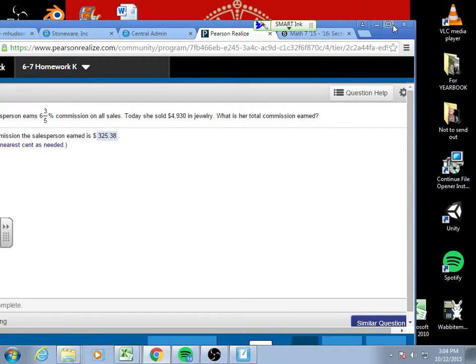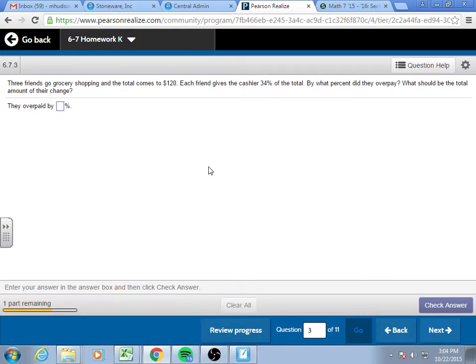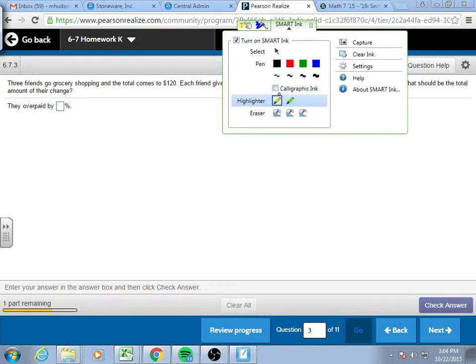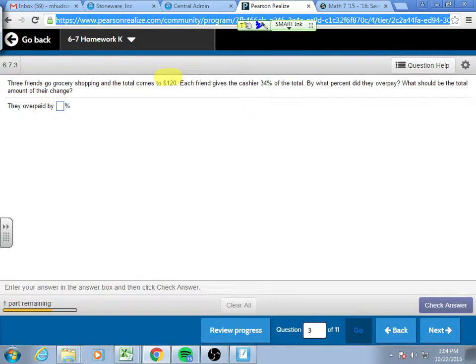Problem 3 is our 3 friends go grocery shopping. Okay, so 3 friends are going to go grocery shopping, and the total comes to $120. We would do this sometimes in college. We'll split the grocery trip because we're going to make meals together. So they want to find a way to split the bill. So they say, well, there's 3 of us.